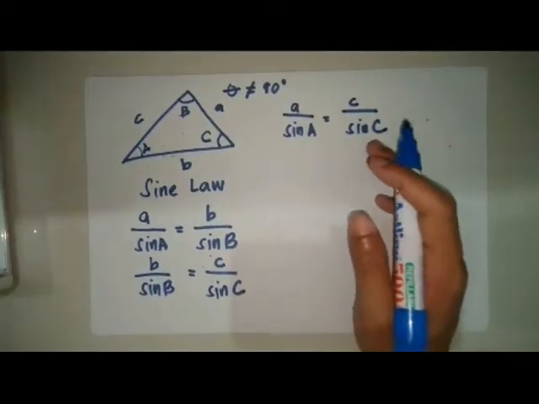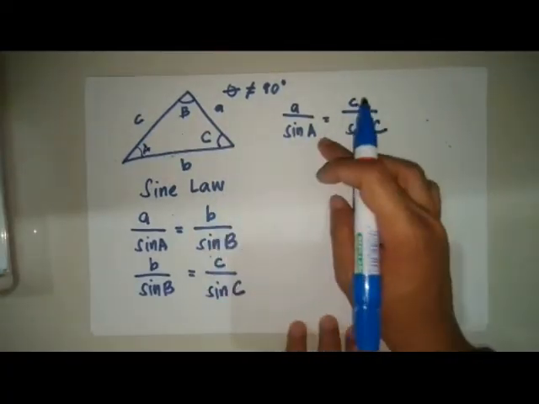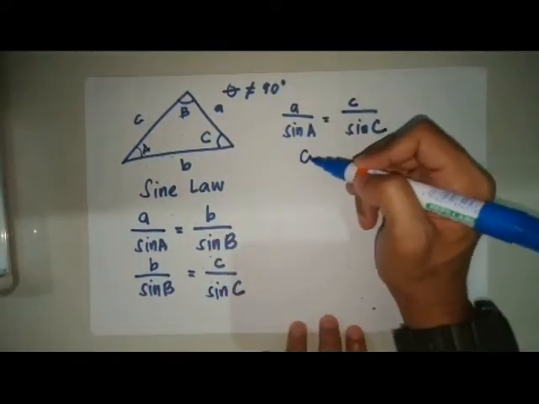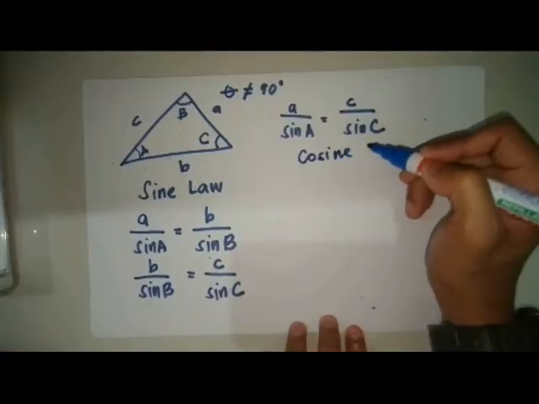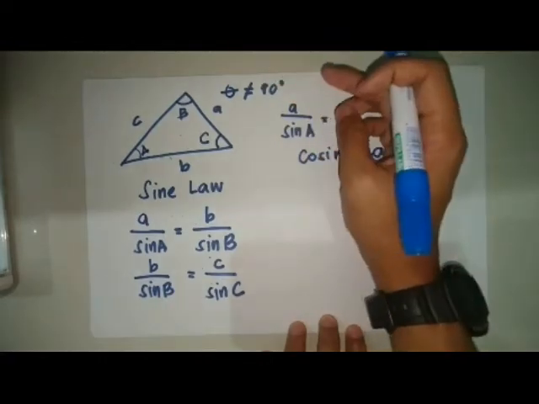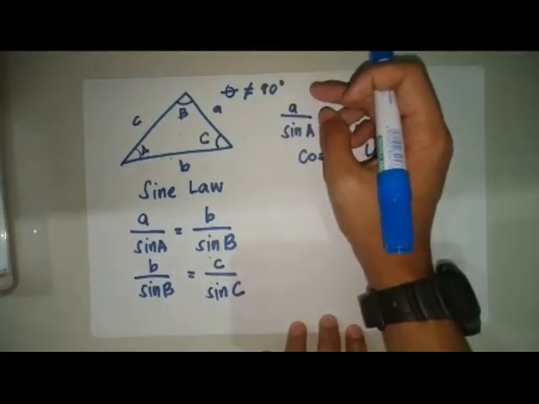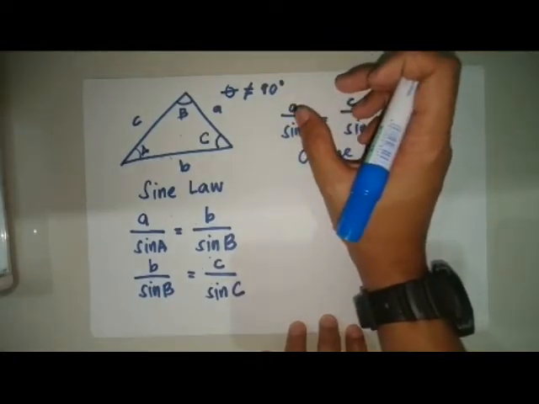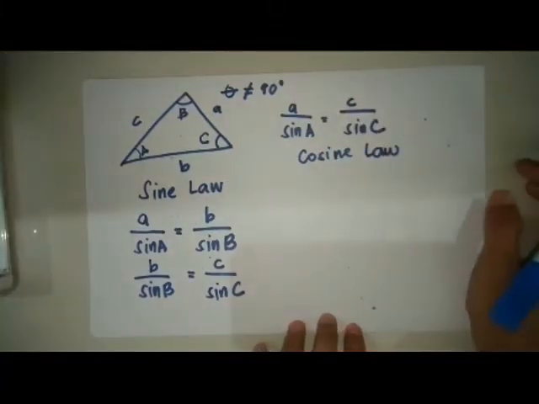So, proceed na tayo sa cosine law. So, this is a very important relationship. We have cosine law. So, dito, pwedeng given dalawang side, isang angle na opposite. Pwede rin given dalawang angle na isang side na opposite.